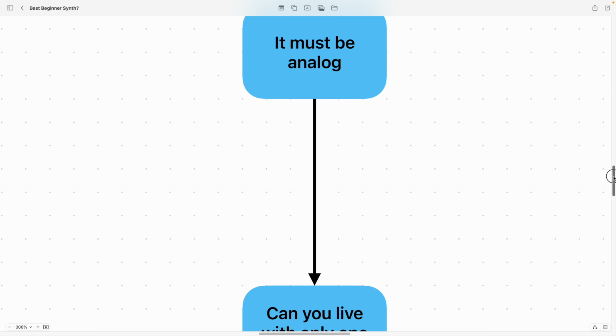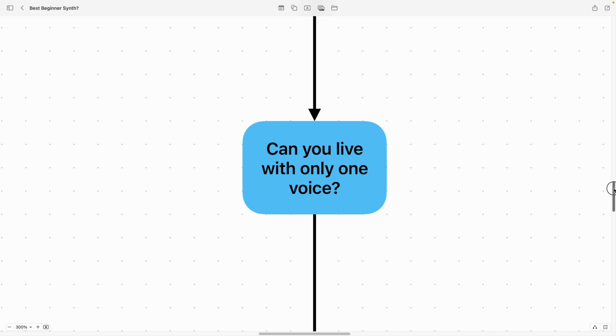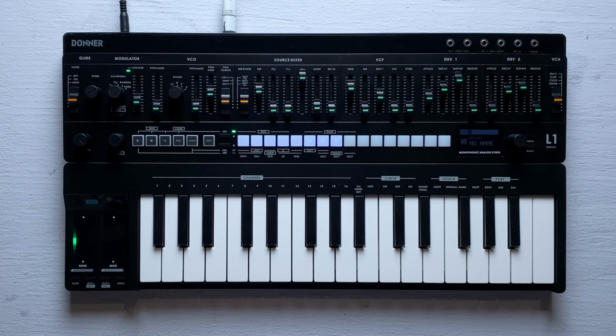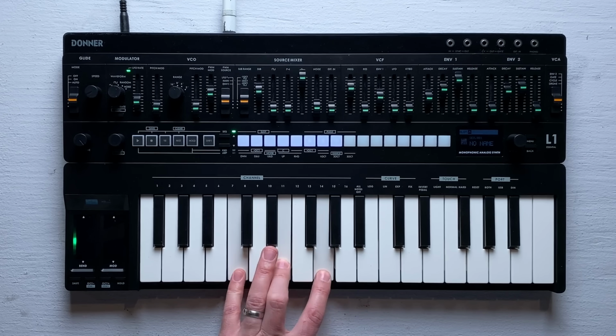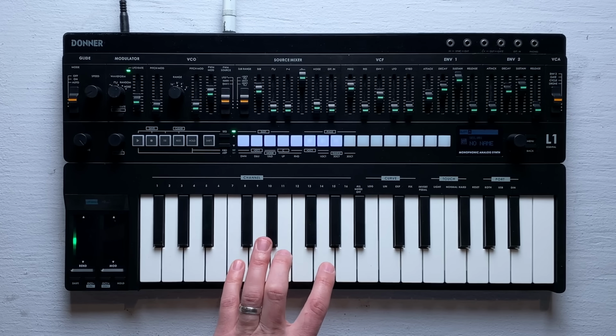The next and final question in our decision tree is, are you okay with a synth that is monophonic? And by monophonic, I mean it can only play one note at a time. Here's a quick demo. This is the Donner L1. It's a monophonic synth. Watch what happens when I try to play a chord. No matter what I do, it will always just play one note.